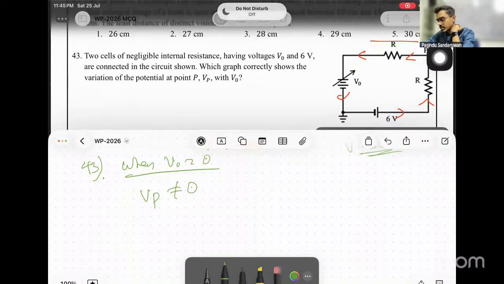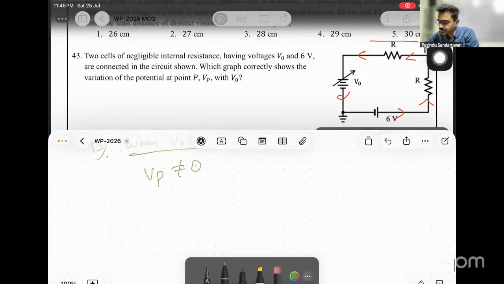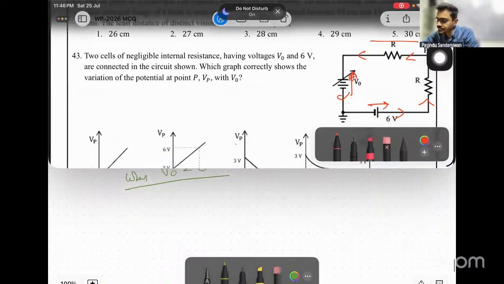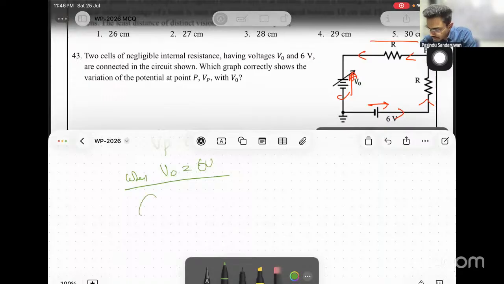Since when V0 increases it is going to reach 6 volts at some point, that is a special point, so I'm going to check that point next. That is when V0 equals 6 volts. Now this battery produces EMF in this direction and this battery in this direction, then sigma E becomes 0.